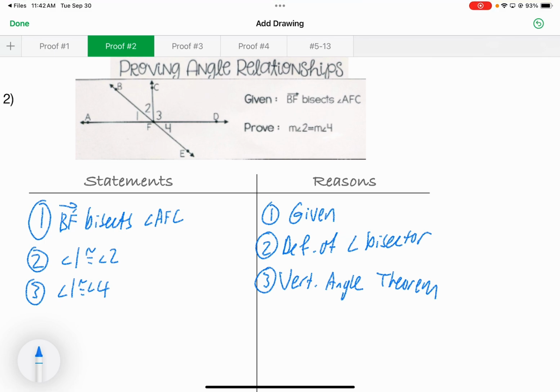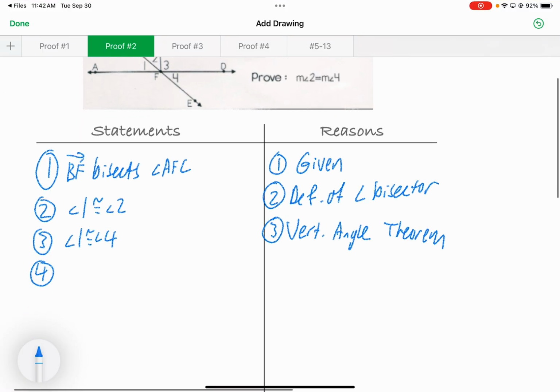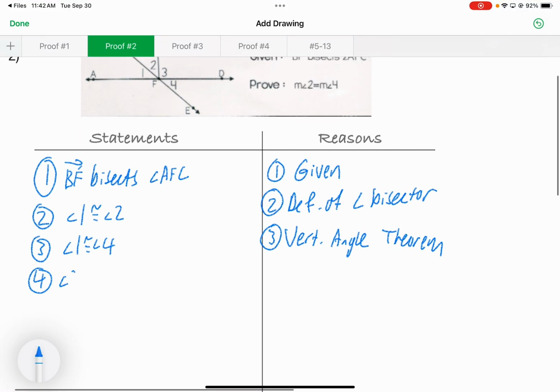Oh, I know what that extra quiz is for. Okay, all right, I like it. I know 1 is congruent to 2, and I know 1 is congruent to 4. Substitution. What's going to be congruent now, Molly? Angle 2 is congruent to angle 4. Substitution.